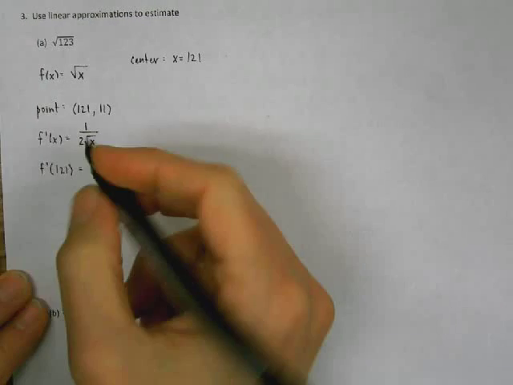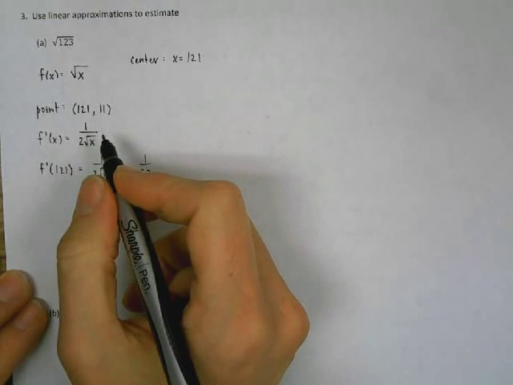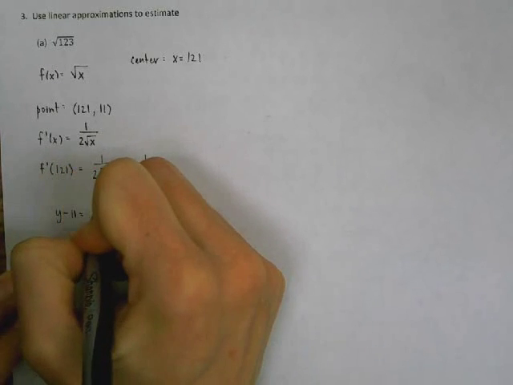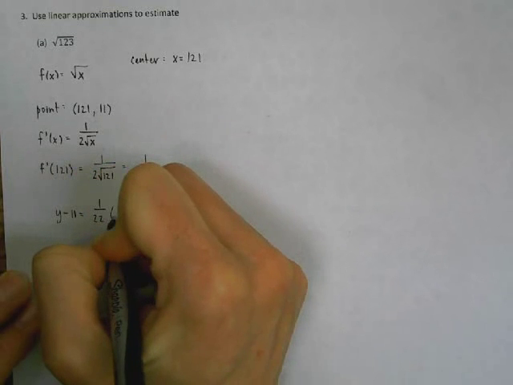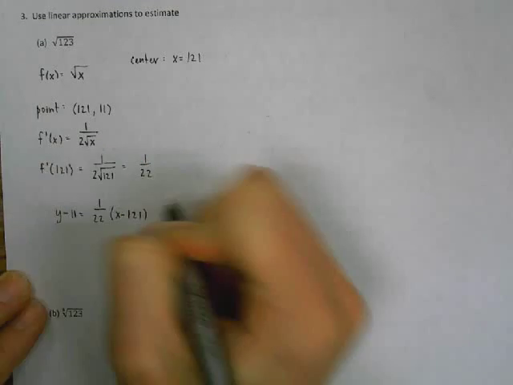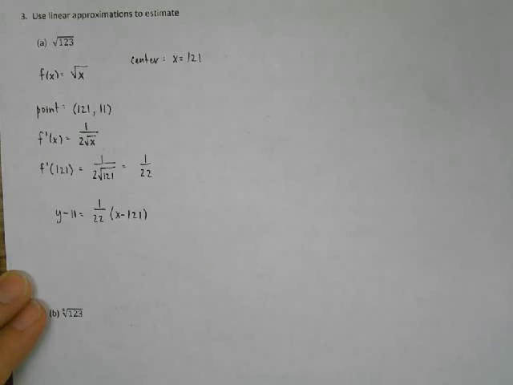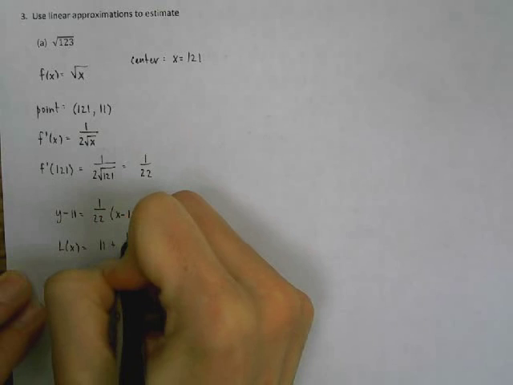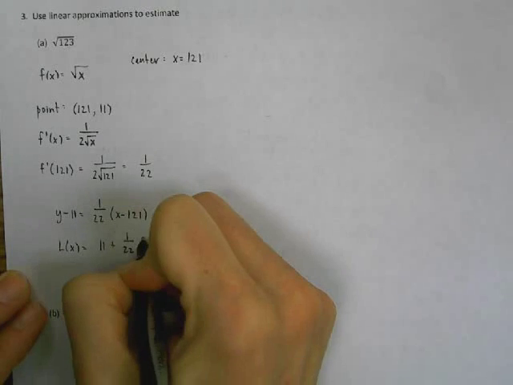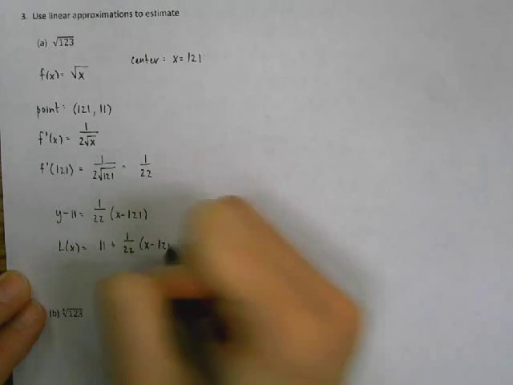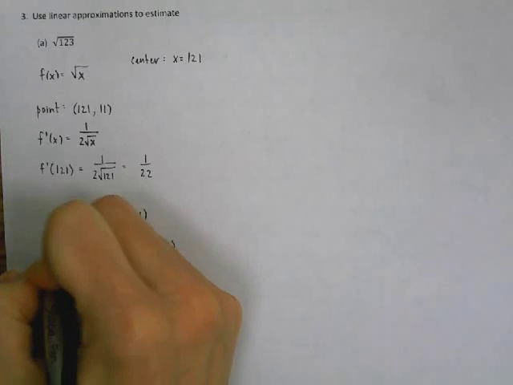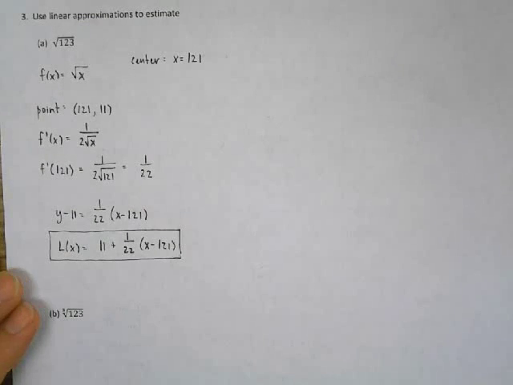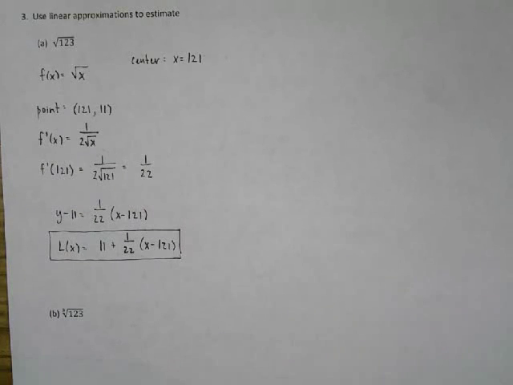Again, we're just going to write our equation of our tangent line. So y minus 11 equals 1 over 22 times x minus 121. So now our linearization is just 11 plus 1 over 22 times x minus 121. So that's the linearization. Now, we haven't answered the question. We haven't given the approximation yet. So that's what we're going to do next.